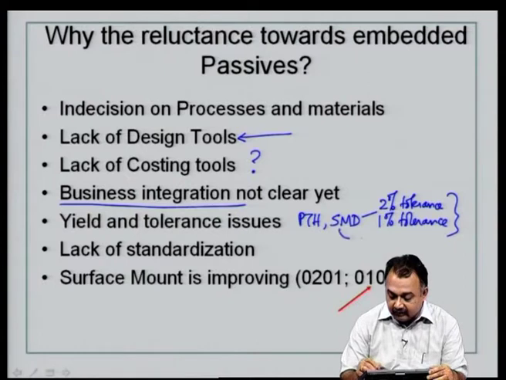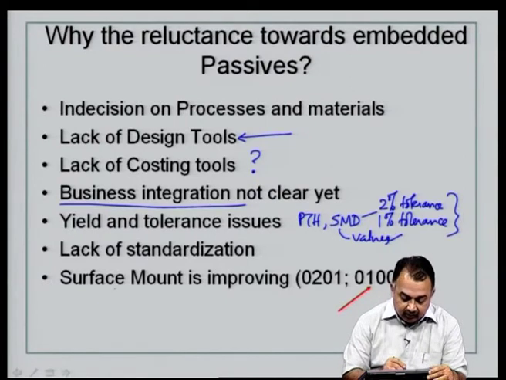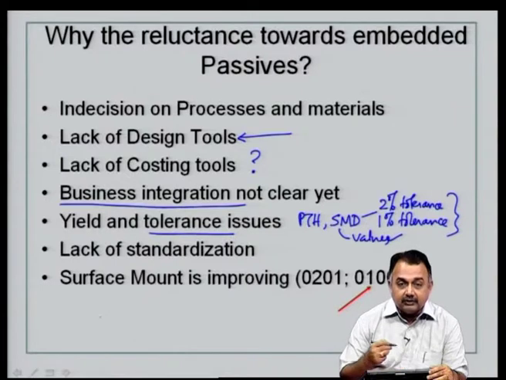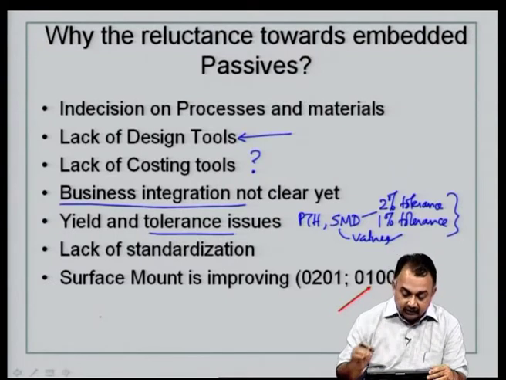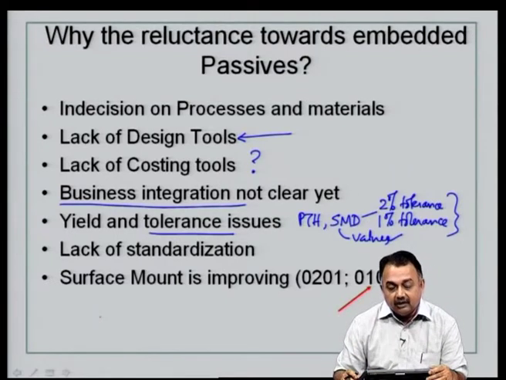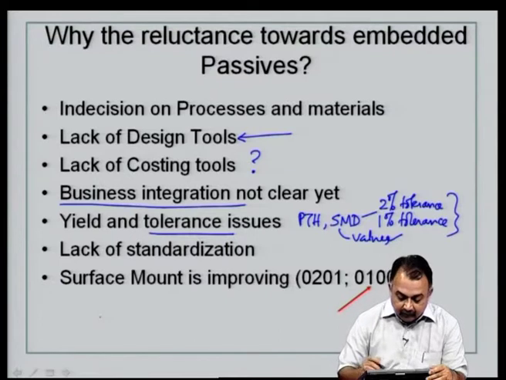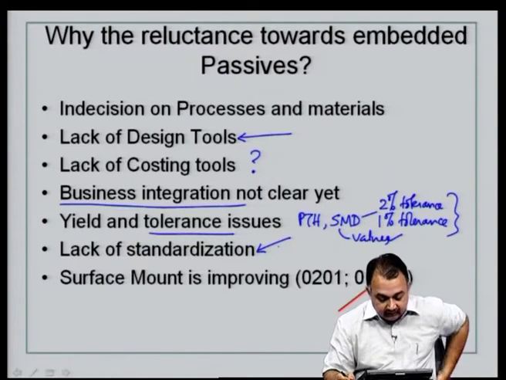The values are well marked on the component, but with embedded resistors, how are you going to fix the tolerance? Because if it is going to be integrated with your PWB, as we will see later, there are many issues that bother in realizing yield as well as tolerances. There are no standard tools for both fabrication and design. So, that could be a major hindrance.